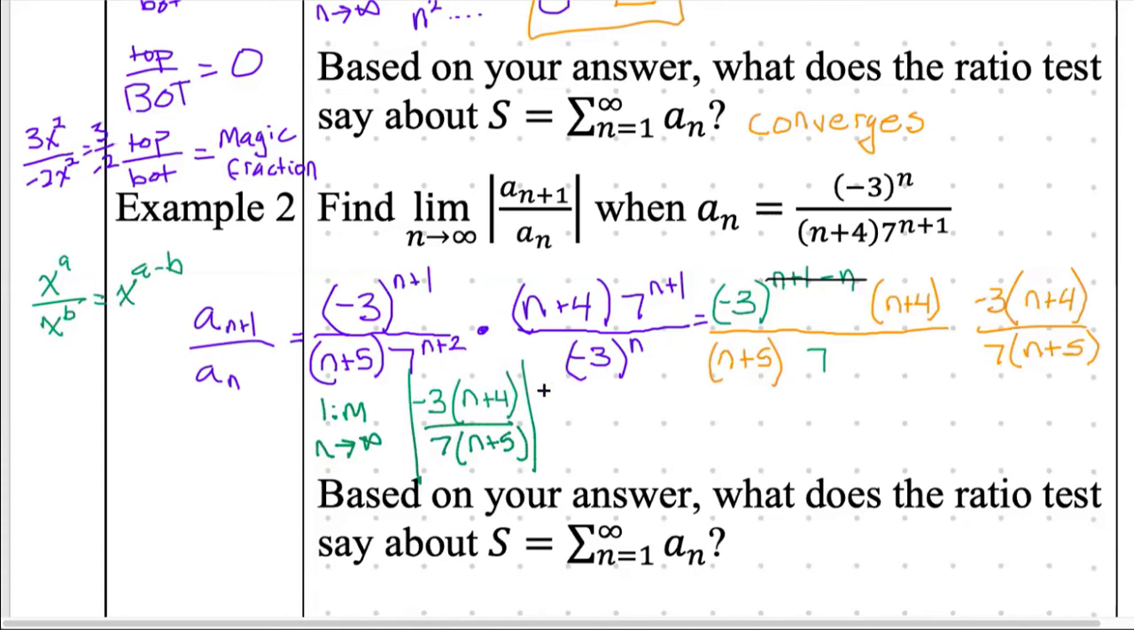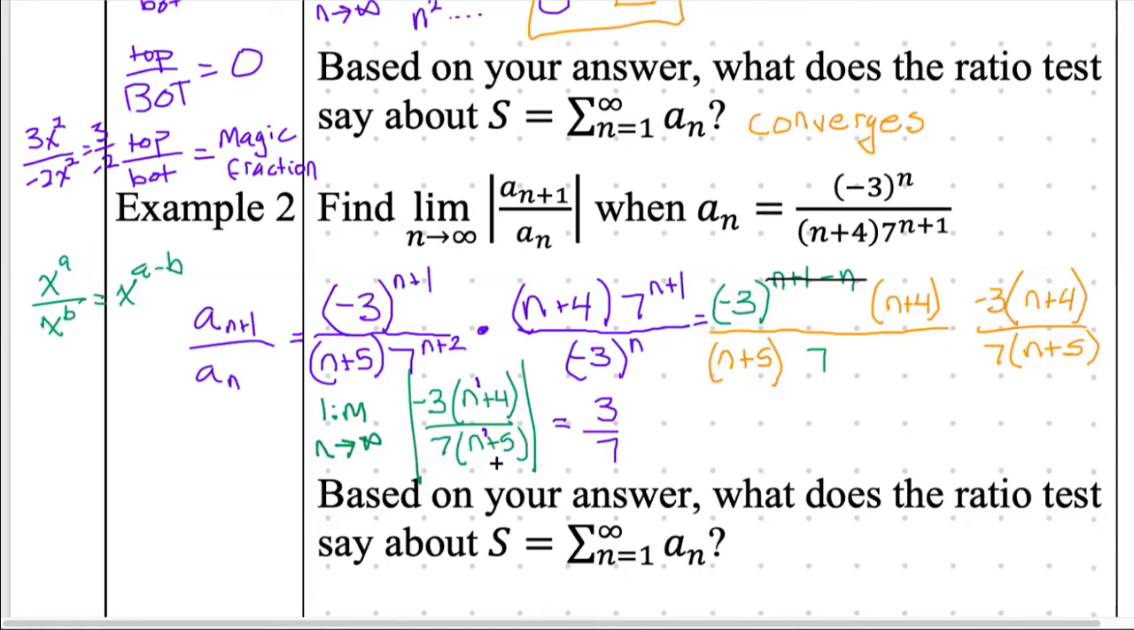Is it -3 over 7? So close. It's absolute value though, so 3 over 7. 3 over 7, exactly. Can you explain how you got 3/7? Where'd the n plus 4 and n plus 5 go? You don't really care about them. You care about just the ends. And because they're the same power, you do magic fraction, so you just take the coefficients in the top and the bottom.